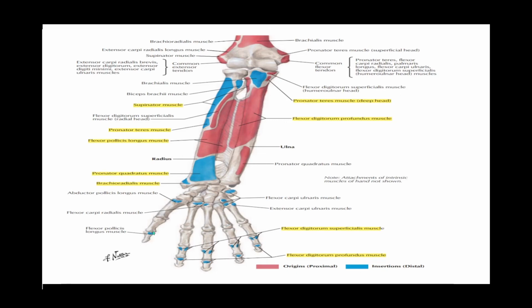And what it's going to do is flex the interphalangeal joint of the thumb, because the thumb has only one interphalangeal joint, unlike other digits that have proximal and distal interphalangeal joints. So you're going to flex the interphalangeal joint of the thumb primarily, and secondarily, while doing that, it's going to also contribute in flexing the metacarpophalangeal joint and even the carpometacarpal joint of the thumb.